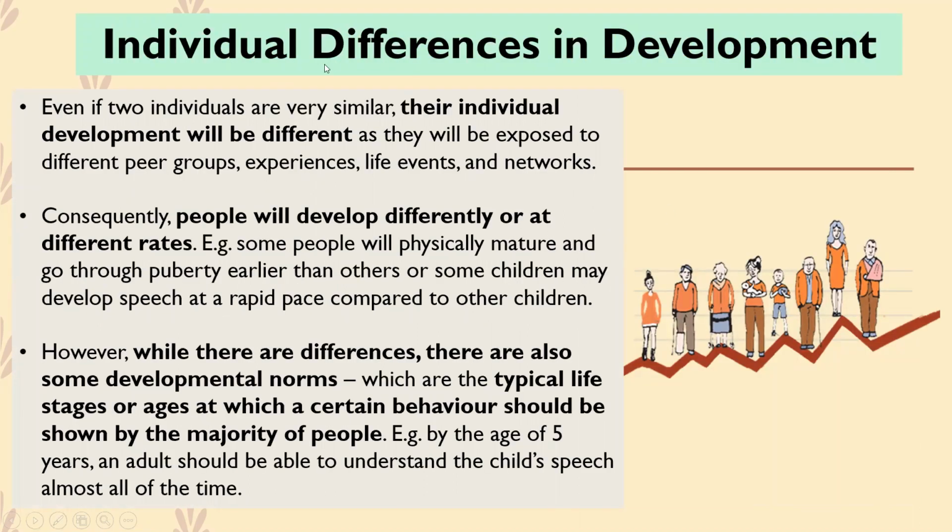So this is a perspective that suggests that most psychologists or developmental theorists believe that even if two individuals are very similar, or they grow up in the same household, the individual development can still be different, okay? Because even if you grow up in the same house, you and your sibling, for example, might have different friend groups. You might have different experiences outside of home, okay, like at school or with your friends or with any other extracurricular stuff you do, okay?